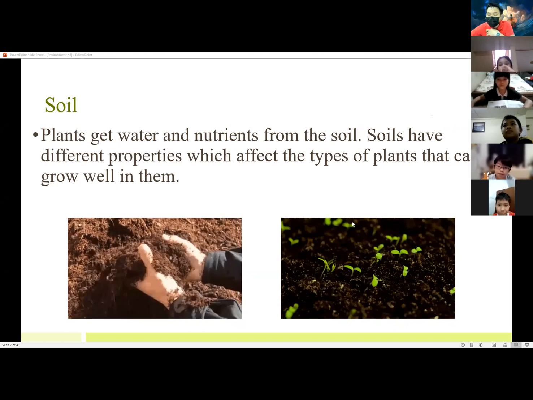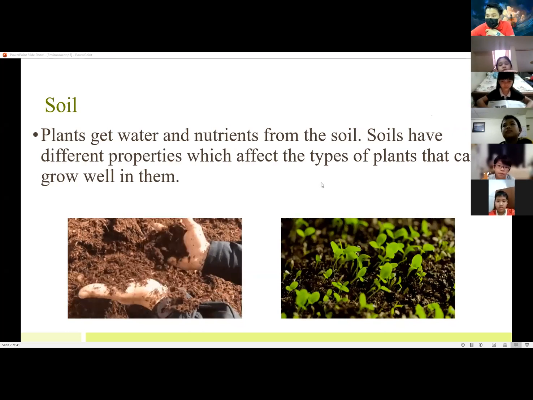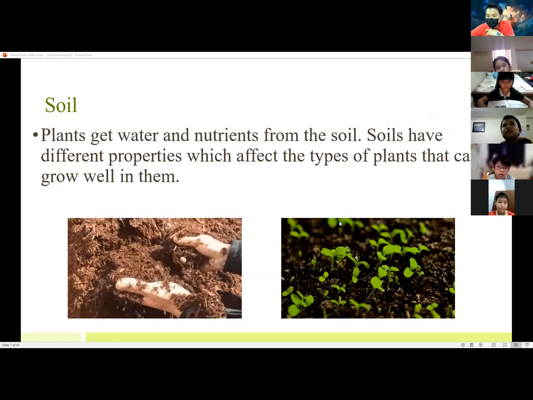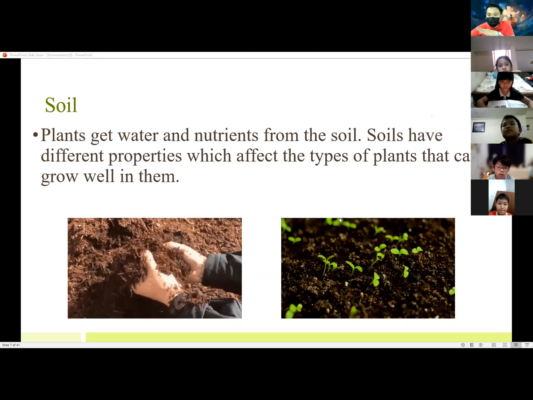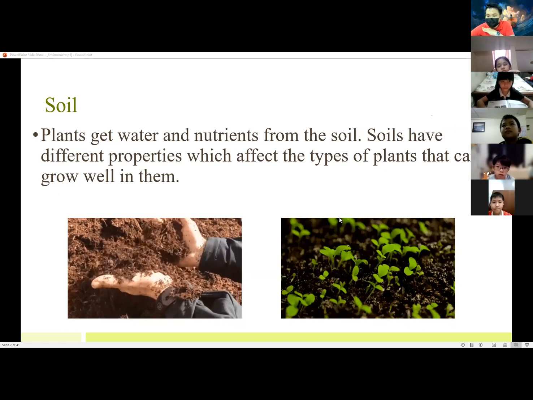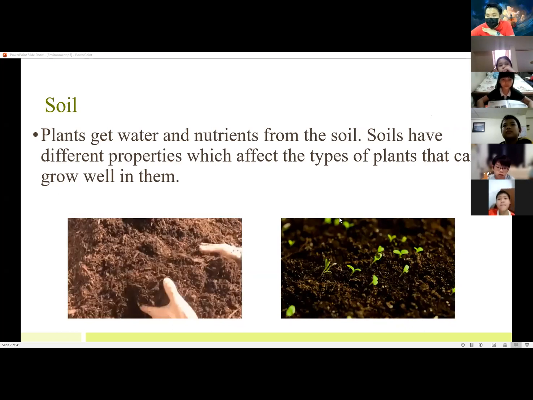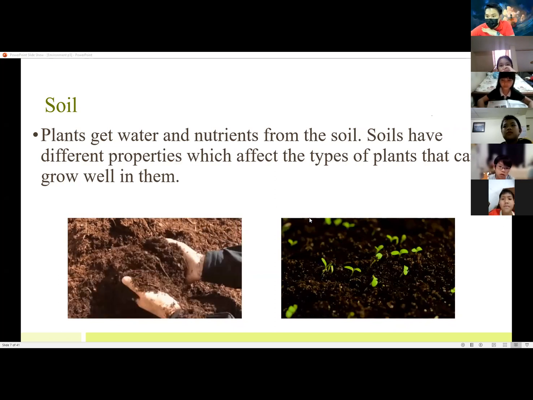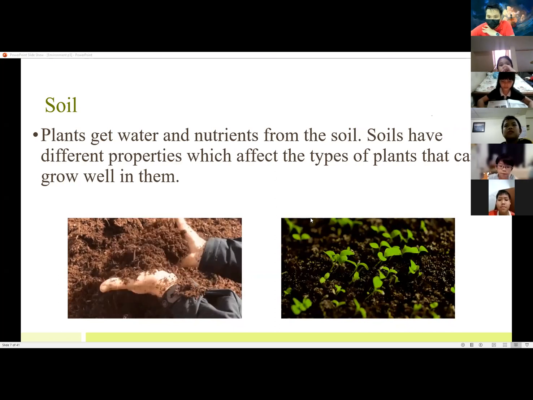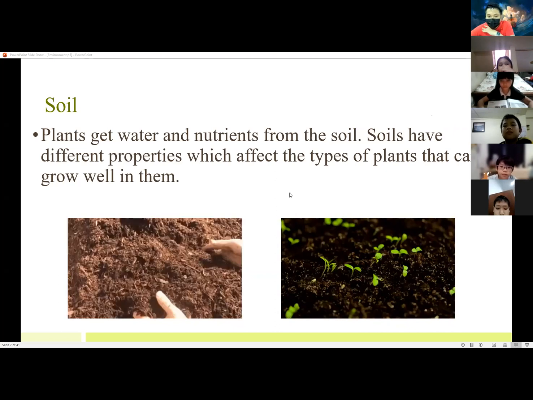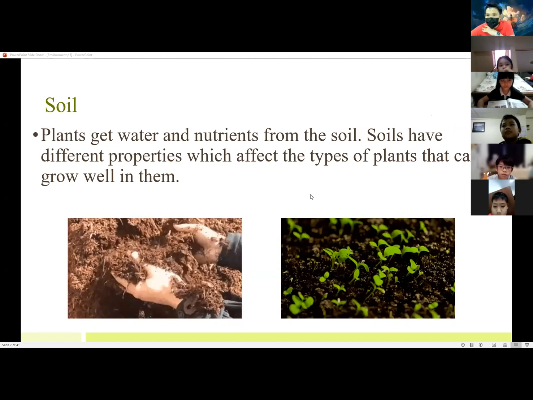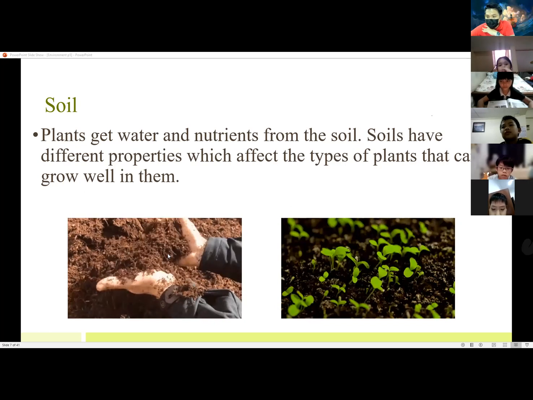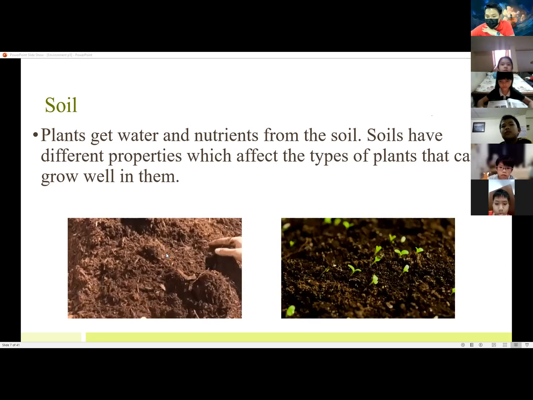Okay, just like the coconut tree. Where can the coconut tree grow? In which type of soil? Is it sandy, loamy, or clay soil? Sandy. The sandy soil. That's why if you go to the beach, you can see a lot of coconut trees, right? Yes. But some plants, like the fruit plants, have to stay in the loamy soil because they need a lot of nutrients.